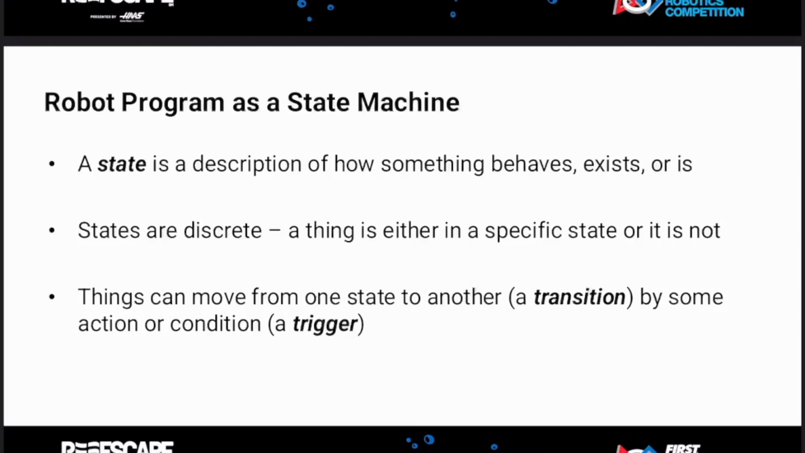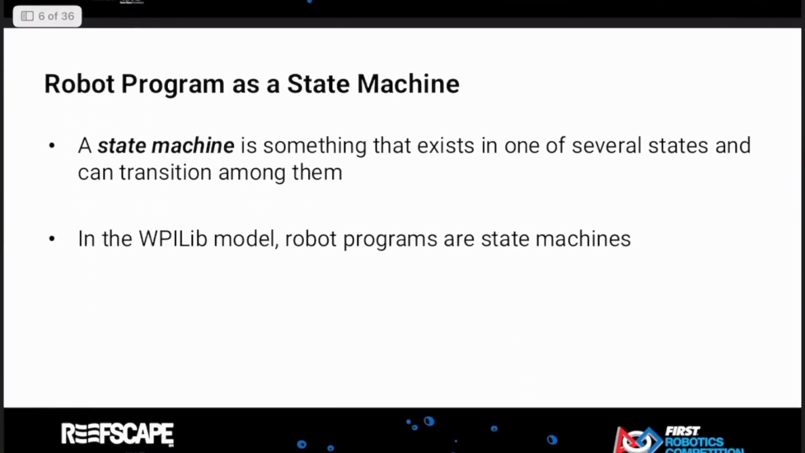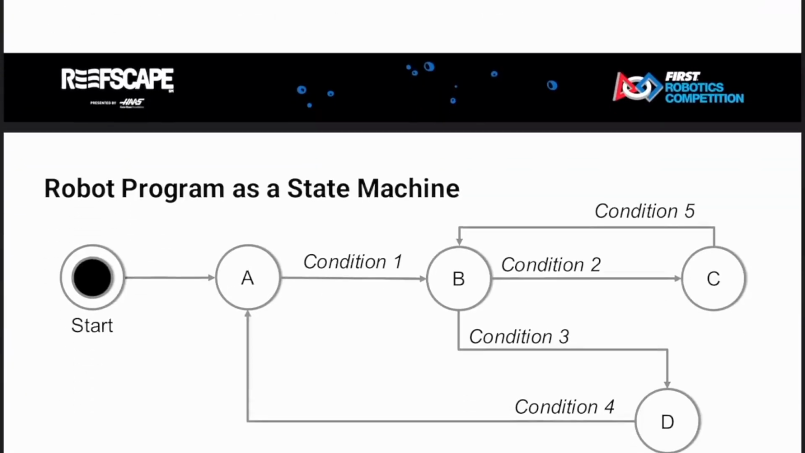Just know that if you're in a state machine, you're going to act a certain way until something happens, and you're going to change your behavior. That's the idea here. And so that thing that happens is a trigger, and moving from one state to another is a transition. And a state, again, is just how you're acting. So we said the robot is a state machine.